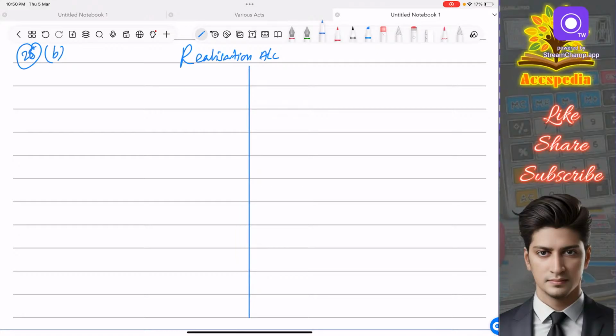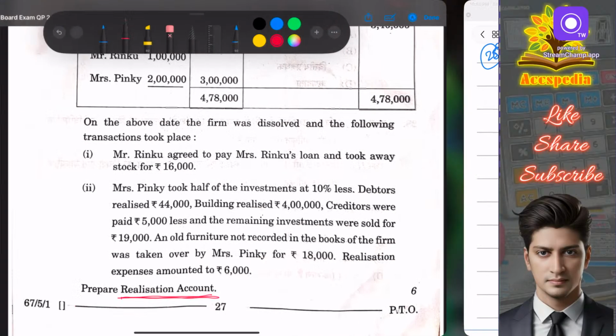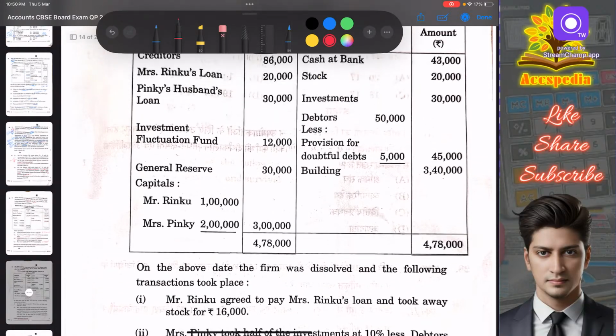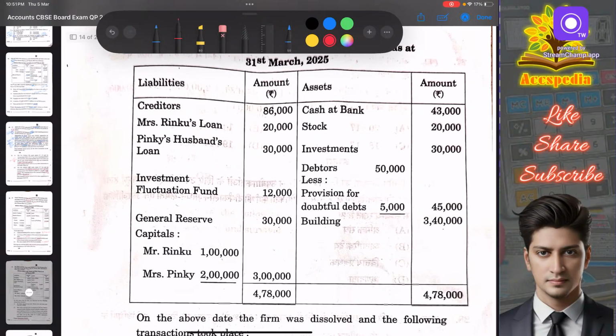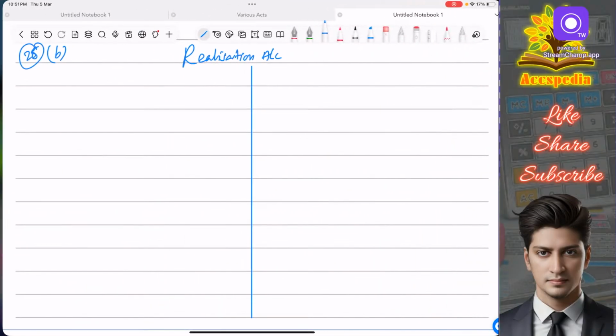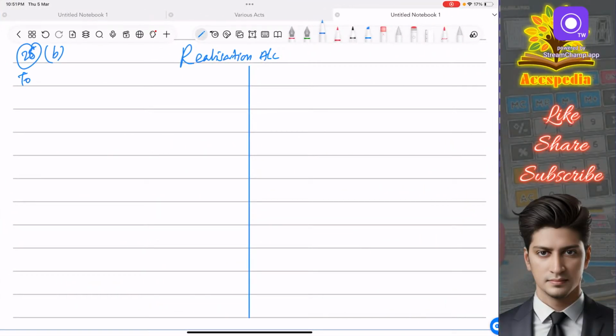First transfer the debit balance. Sorry, first transfer sundry assets. That is, we have to transfer stock. Should not transfer bank balance or cash balance. We can transfer investment. We can transfer debtors. Provision will be transferred to the opposite side. Then building will be transferred. Provision will be transferred, but to the credit side. So first, let's transfer the sundry assets.